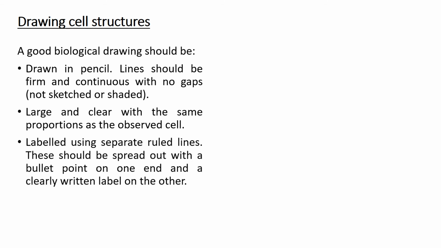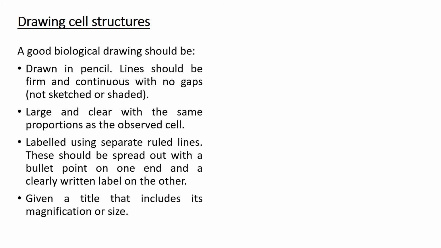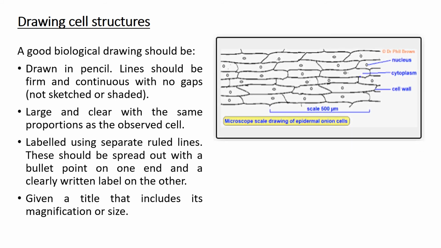They need to be labelled using separate ruled lines, and these should be spread out with a bullet point on one end and a clearly written label on the other. And they're given a title that includes its magnification or size, and I'm going to go through how to calculate that in a minute. So this is an example of my onion cells drawn out, and this is my scale.